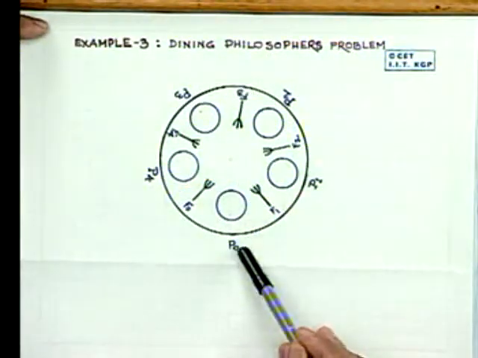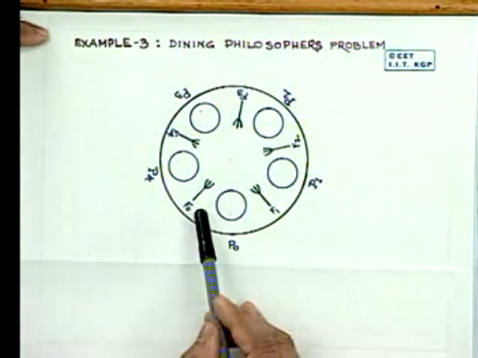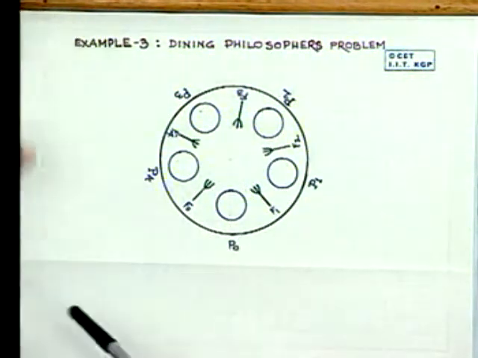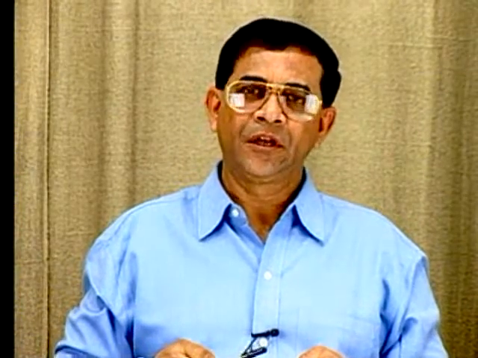Here is a round table. There are 5 philosophers, P0 to P4. 5 plates are there. There are 5 forks, F0 to F4. Each philosopher thinks, and when he feels hungry, he picks up the left fork first, then he picks up the right fork, and then with the help of 2 forks, he starts eating. Both forks are necessary for eating, and therefore each one has to pick up both the forks. That as such is a normal situation.